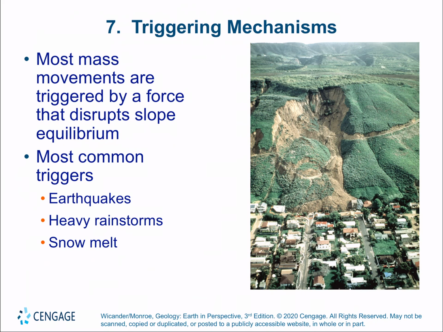And then finally, triggering mechanisms. So most of my mass movements are triggered by something, by some type of force that's going to disrupt the equilibrium. The most common triggers would be earthquakes, heavy rainstorms, snow melts. Now, I don't always need a triggering mechanism, and I don't always need a triggering mechanism to be natural. Humans can also provide that triggering mechanism. Okay, this is going to be the end of part 1 of chapter 10.